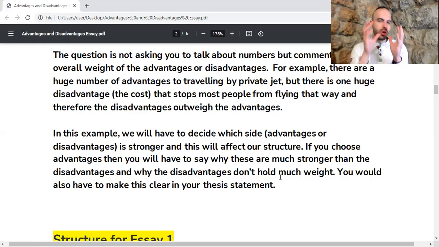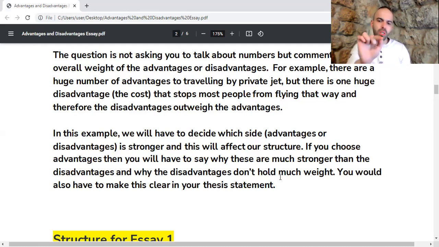So before I move on to the structure, let's understand what we have just read together for the second question type of IELTS advantages and disadvantages essays. As you can see, for example, if you choose advantages over disadvantages, then the first main body paragraph will be about the stronger side, which is advantages. And the second main body paragraph will be about the weaker side, which is disadvantages. However, how do we make sure that we write a thorough and proper explanation in the main body paragraph? You need to focus and concentrate on that very specific key point.